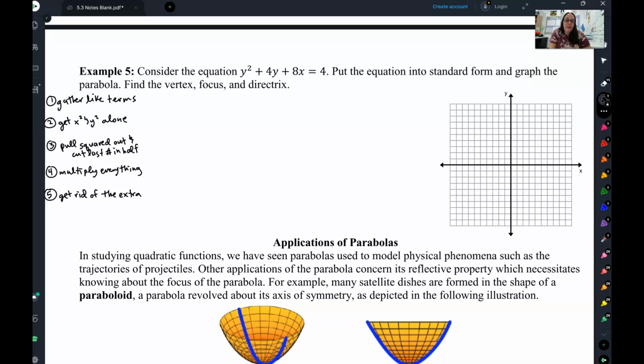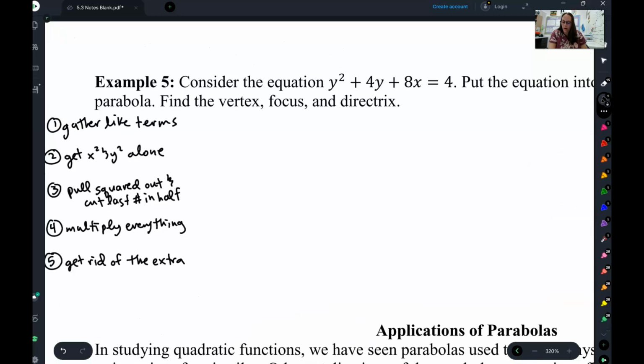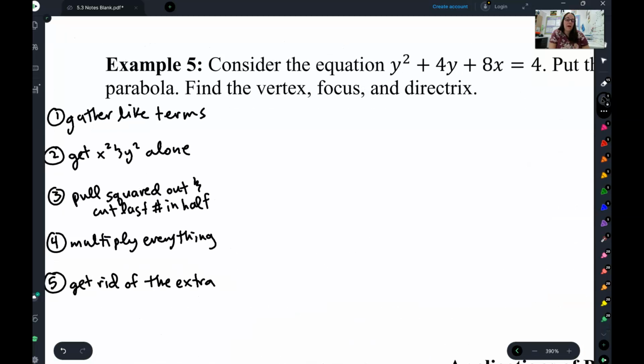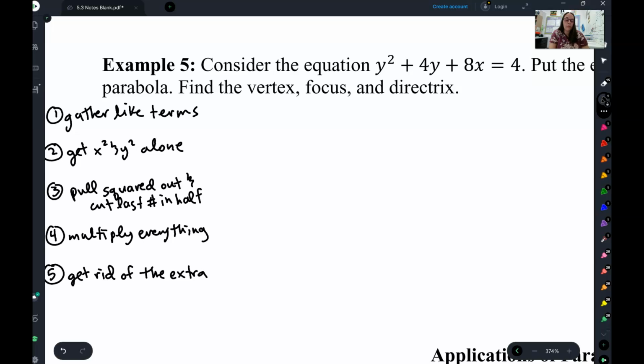Let's review the completing the square steps that we learned last lesson in 5.2. I have already rewritten the 5 steps down from 5.2 so that you can reference them. And we're going to go through and do them, but with this equation here.